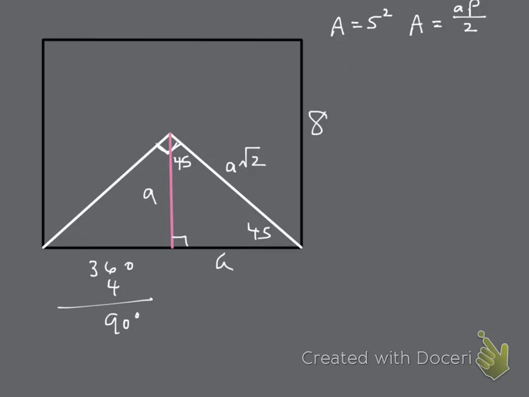Well, the perimeter is easy. Perimeter is going to equal 4 times 8. So my perimeter is 32. So I can go ahead and fill in my part of my area formula up here. So area equals 32A for the apothem divided by 2. So area is going to equal, okay, we got to find now what A is. Or we need to find what the apothem is.